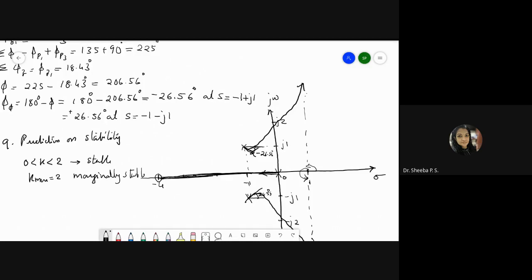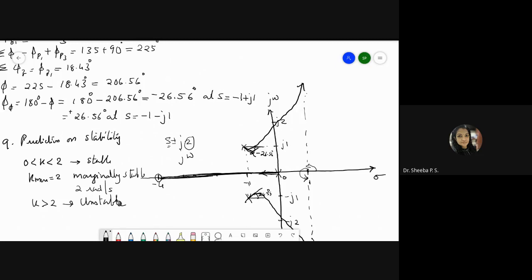We have found S is equal to plus or minus j2. That means it is j omega, so omega is equal to 2. So this will be oscillating at a frequency of 2 radians per second. Now for K greater than 2, the system becomes unstable.